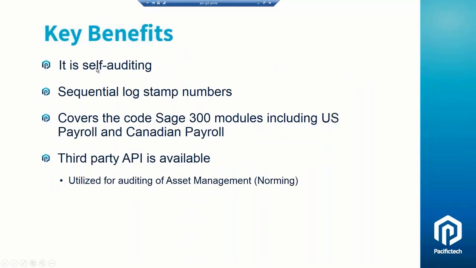Just a few other benefits as well. Audit Logger audits itself, so it's self-auditing. So if someone goes and makes some changes to Audit Logger, then Audit Logger will capture that, and you can't turn that off. It's got sequential numbers, so each time there's an audit log, it stamps it with a sequential number so that you can have confidence that the sequence of logs is valid. It covers most of the Sage 300 modules, and also the asset management module is integrated with Audit Logger as well.